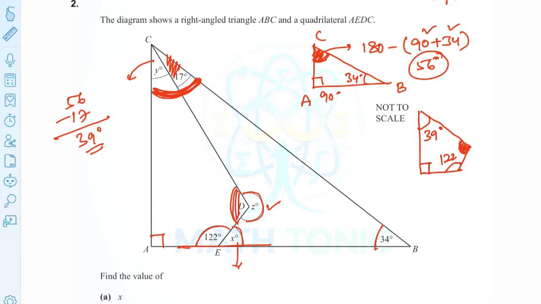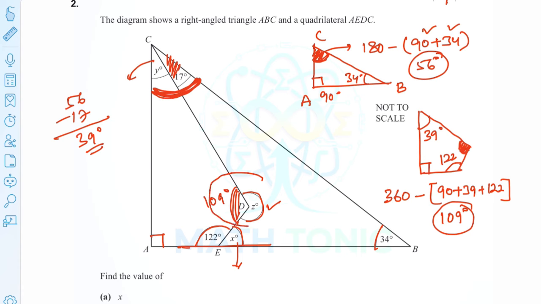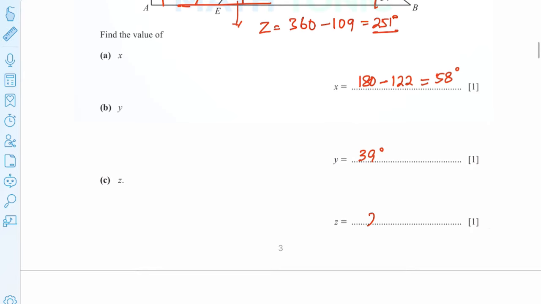Now how to find this? All of us know four angles of any quadrilateral add up to 360. So already three angles are given. So 90 plus 39 plus 122. If I add and subtract from 360, I think you will be getting 109 degrees. That means this angle we got is 109 degrees. Did you get it? And the total angle around this center should be 360 degrees. Simple. So angle z, if I try to find out, 360 minus 109, this answer should be 251 degrees. So the angle z equals 251 degrees.